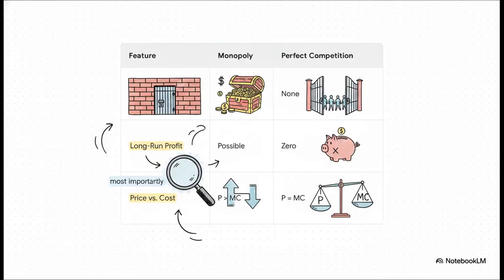This table really just crystallizes the whole argument. But let's focus on the row that matters most to a business analyst: price versus cost. You see, in a competitive market, firms get pushed to set their price equal to their marginal cost, pretty much just to survive. But a monopolist can consistently charge a price that is greater than the cost of producing one more unit. That gap, that space between the price and the marginal cost, that is the pure, tangible result of market power. And that's exactly where their sustained profits come from.